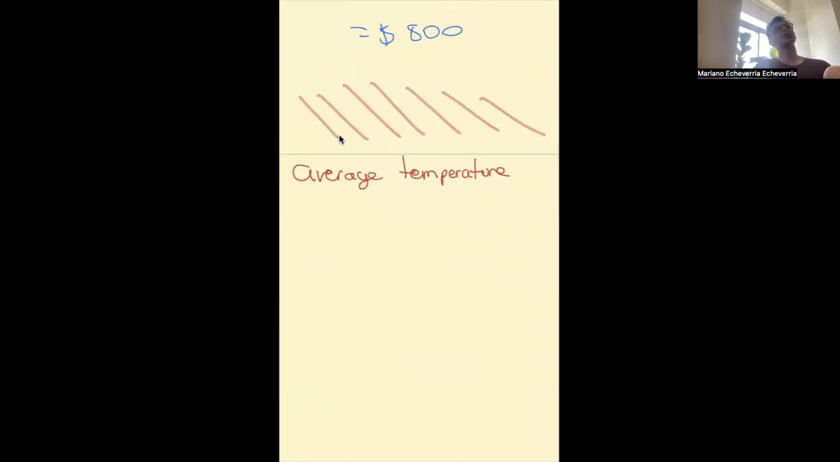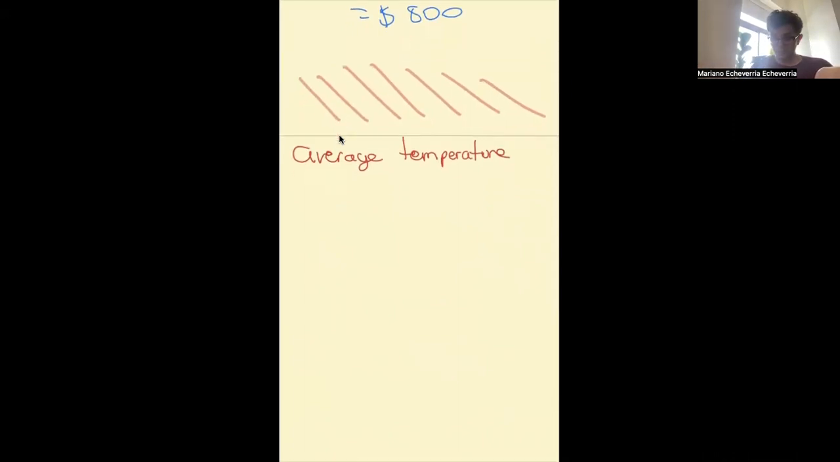Right. And the thing with temperature is that it can change from one instant to the other, from 1 minute to the next, or from 1 second to the next. So you can think of the temperature as a function that depends on time, right?